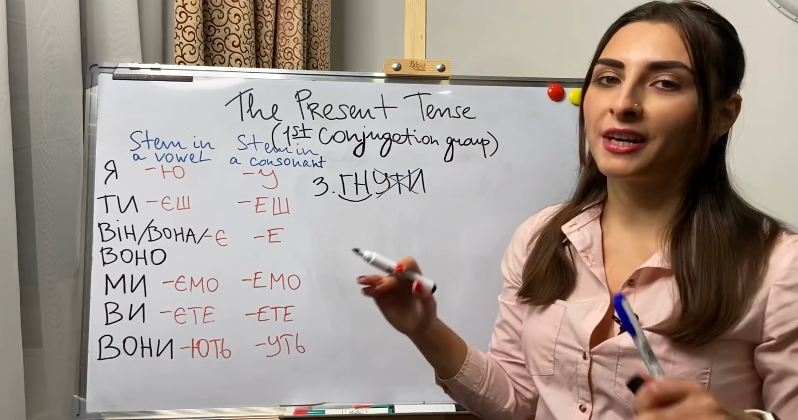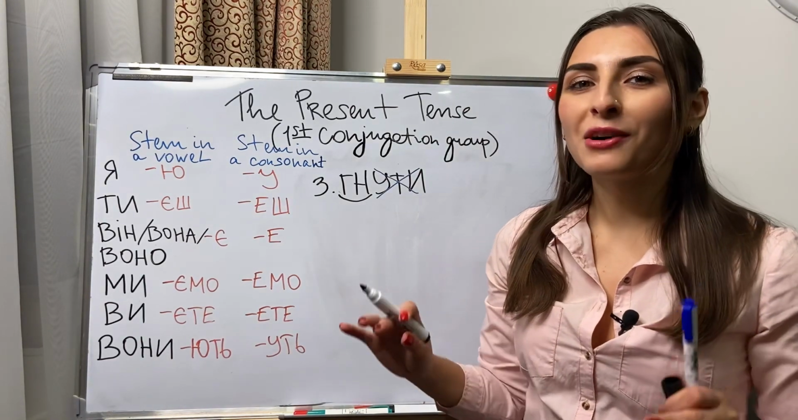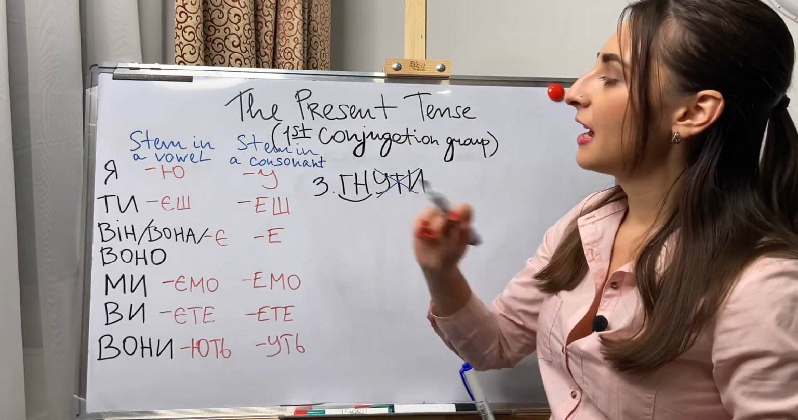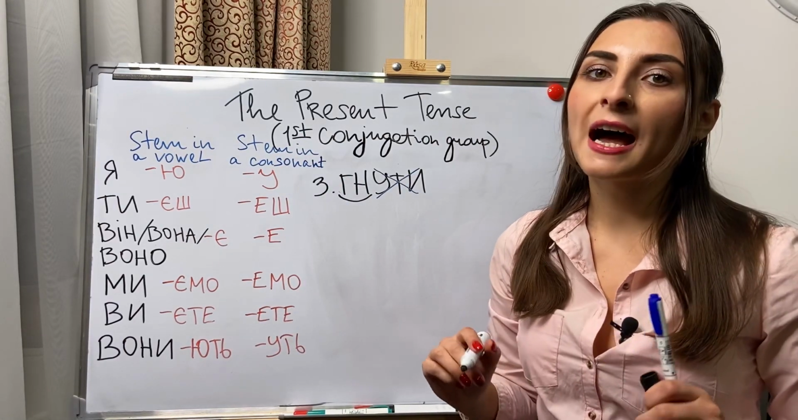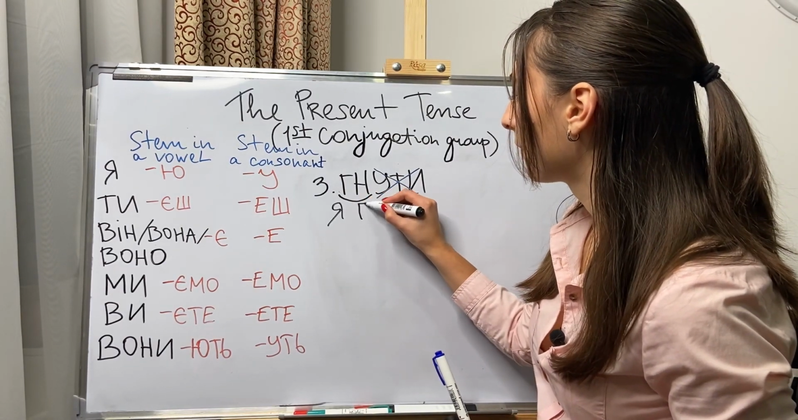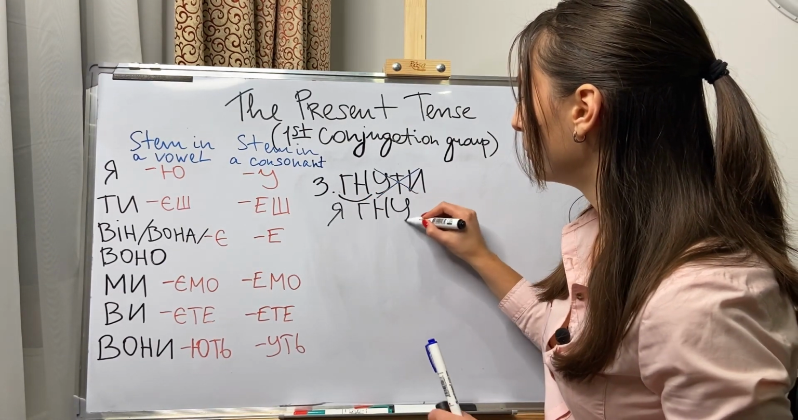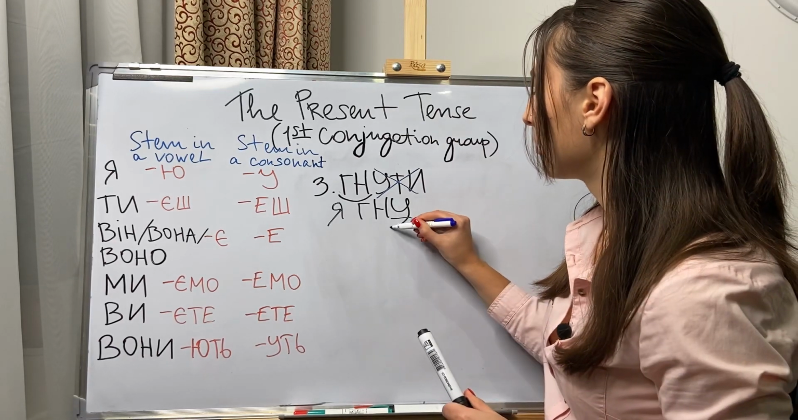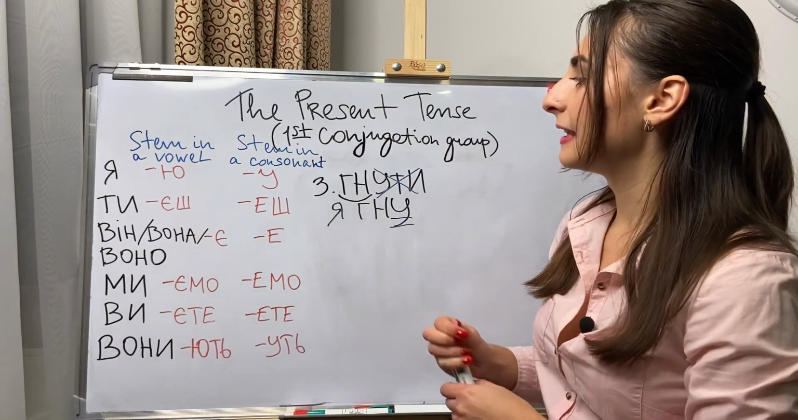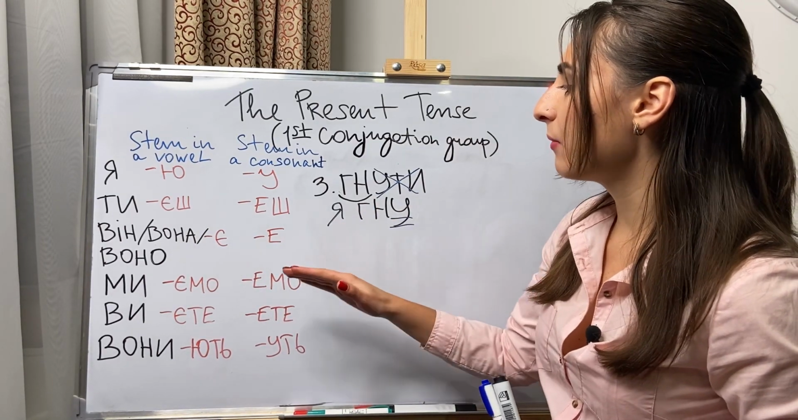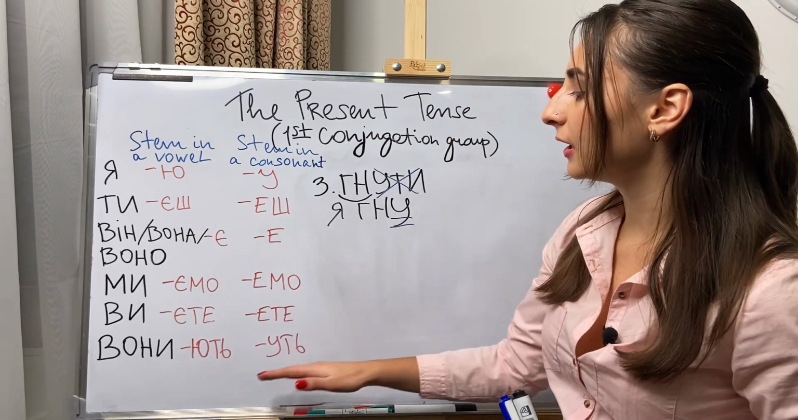And finally, this stem ends in a consonant, so you have to use this kind of ending. So when you say I bend, you say я гну. Я гну. I bend. Ти гнеш. Він, вона, воно гне. Ми гнемо. Ви гнете. Вони гнуть.